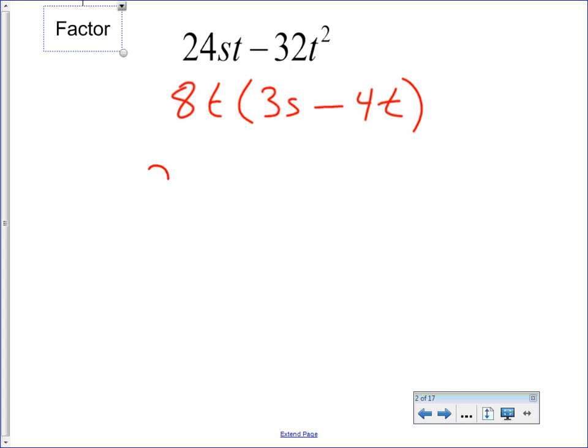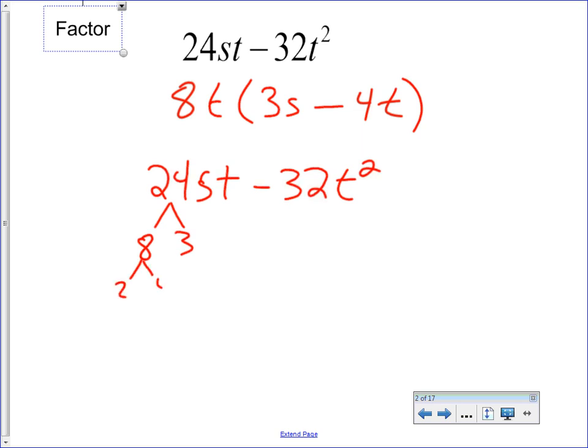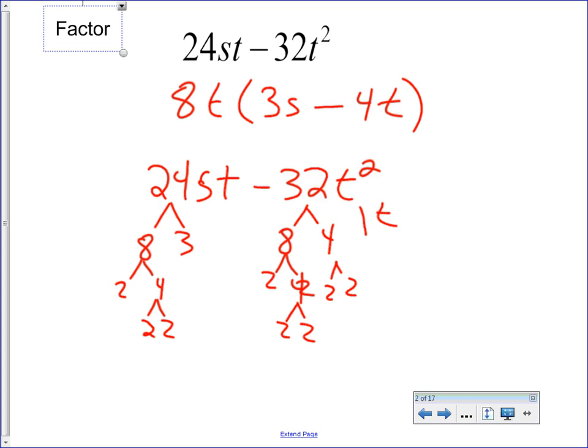For people who want a further breakdown of the problem, if you don't want the further breakdown, feel free to skip through to the next problem. Another way to think about it is 24 is 8 times 3, which is 2 times 4, which is 2 times 2 times 2. And 32 is 8 times 4, which is 2 times 4, which is 2 times 2. And then t squared is t times t.